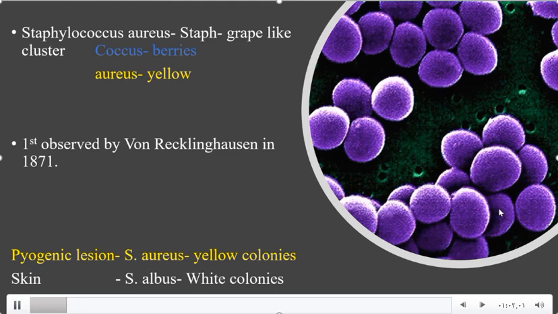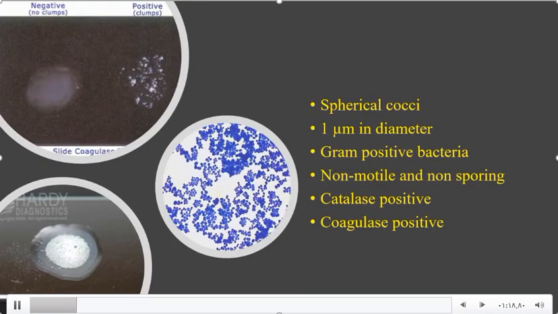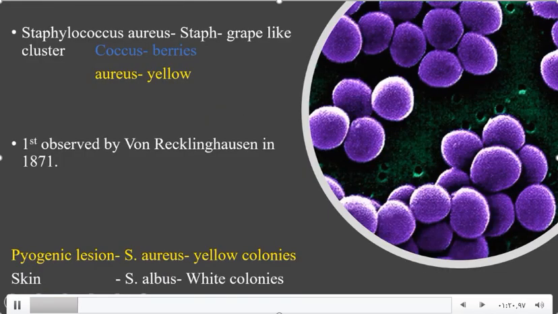Firstly, I will start with Staphylococcus. Staphylococcus means staphylo, as we have already mentioned, like a bunch of grapes. If you see these figures here, all of these are cocci in shape and they are arranged in clusters, like bunches of grapes.